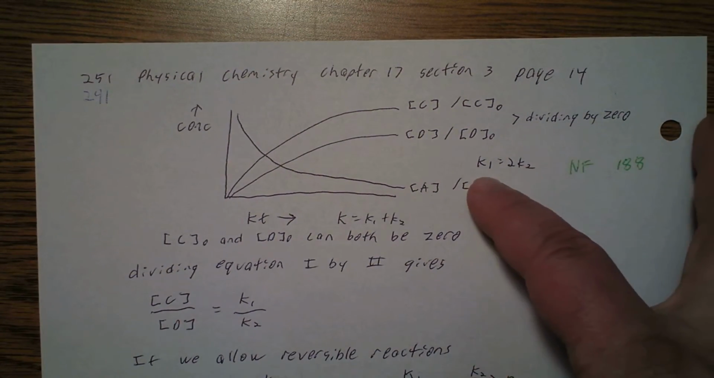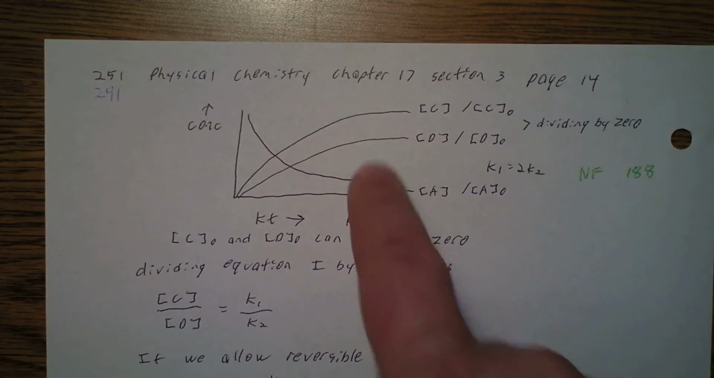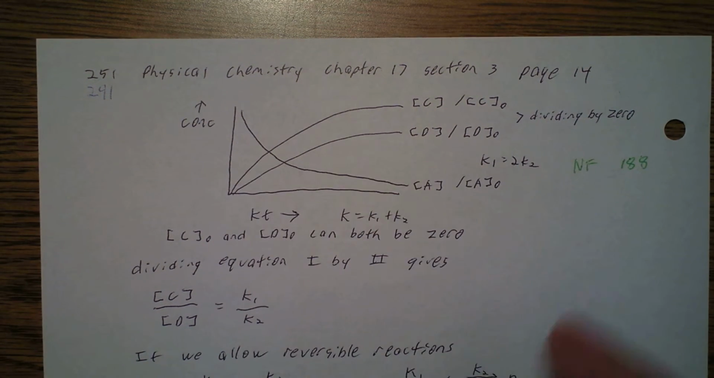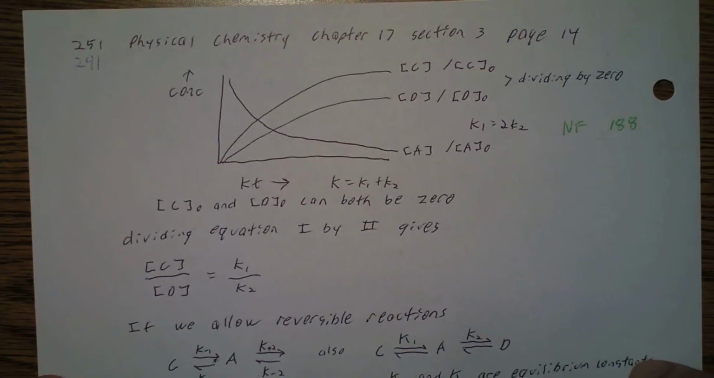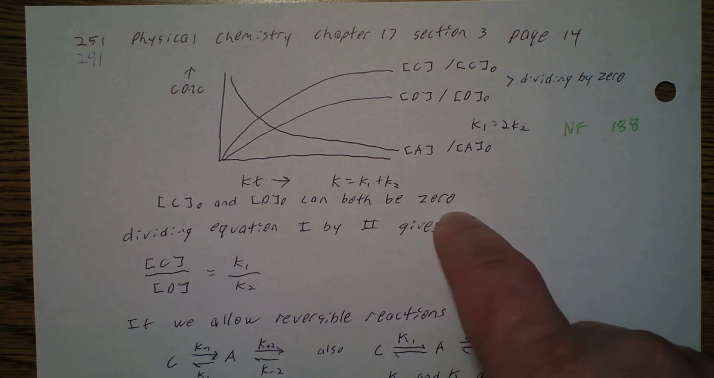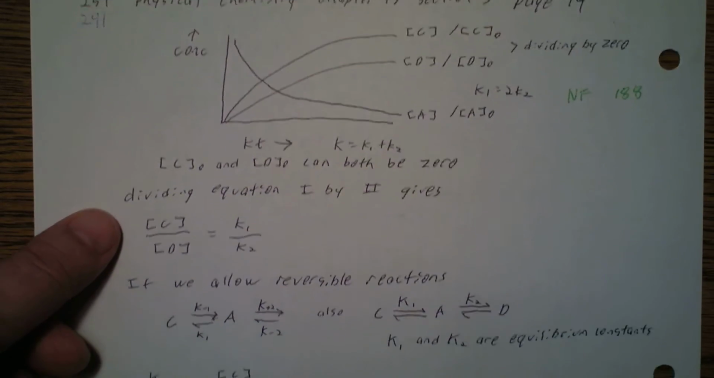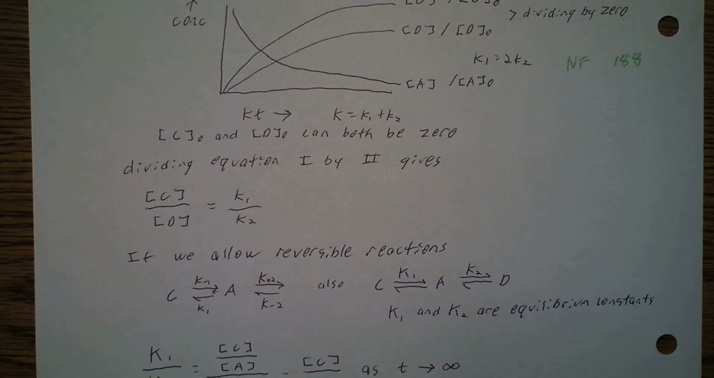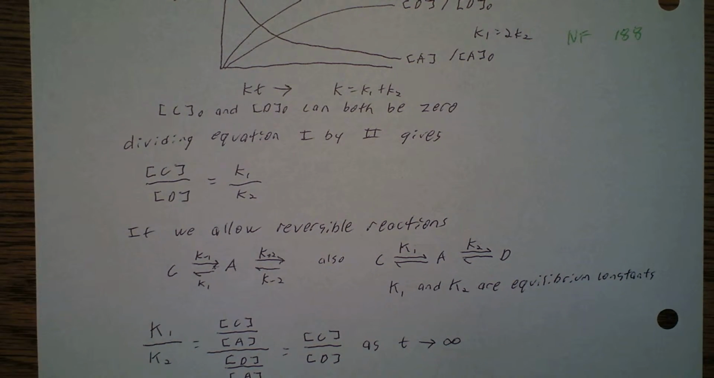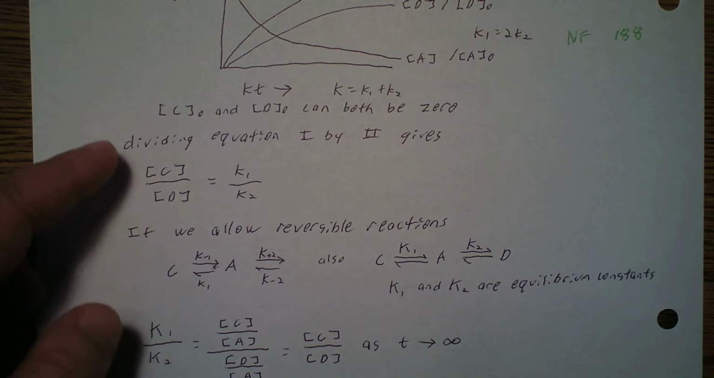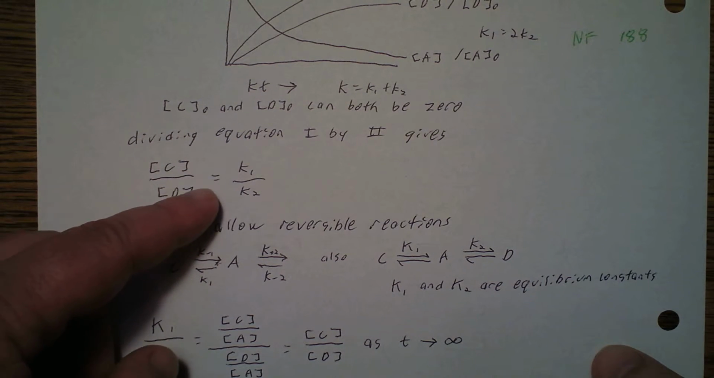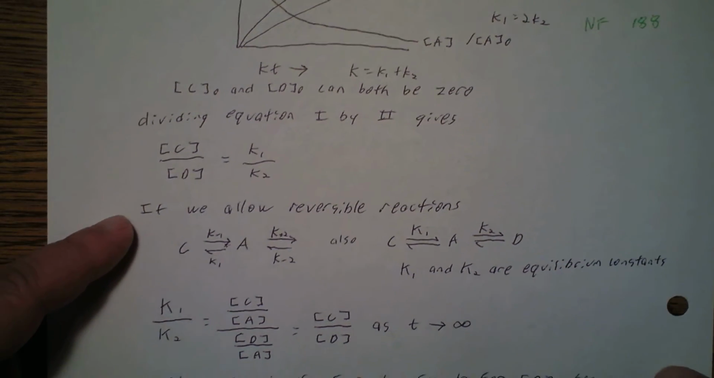Anyway, and then in this example with C higher than D, we're assuming that k1 is equal to 2 k2. If they were both the same, the two lines would be overlapping. You couldn't see anything. Now, the initial concentration of C and the initial concentration of D can both be 0. So like I said, technically we're dividing by 0 then. We get away with stuff in chemistry that they don't allow in math. Anyway, so if we divide equation 1 by 2, we get the concentration of C divided by the concentration of D is equal to k1 divided by k2.